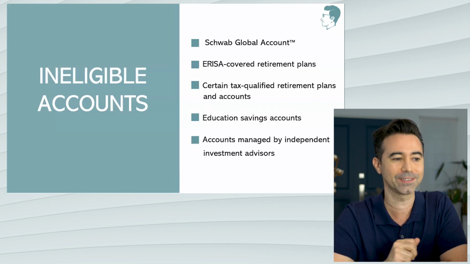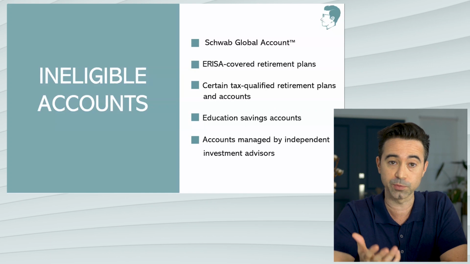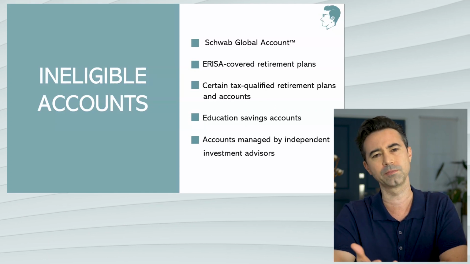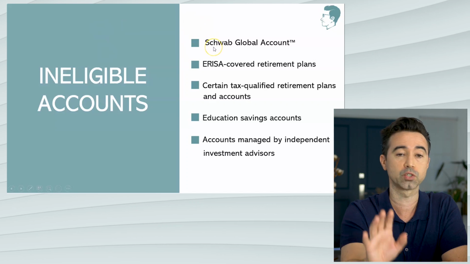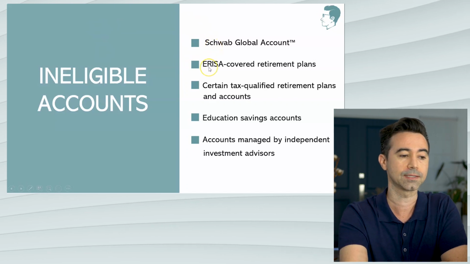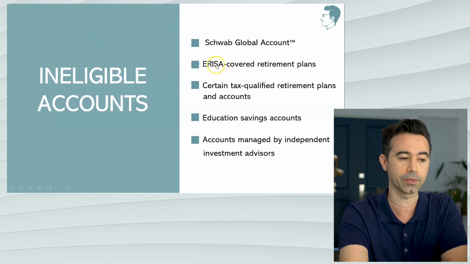Ineligible accounts. These are all the ineligible accounts. If you open any of these up, you're not going to be able to get the bonus. So the first thing we have is the Schwab Global Account. Next is the ERISA Covered Retirement Plan.